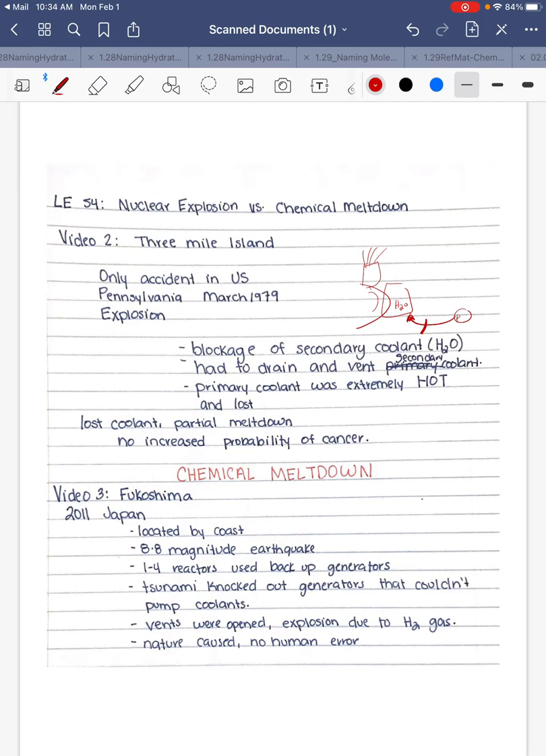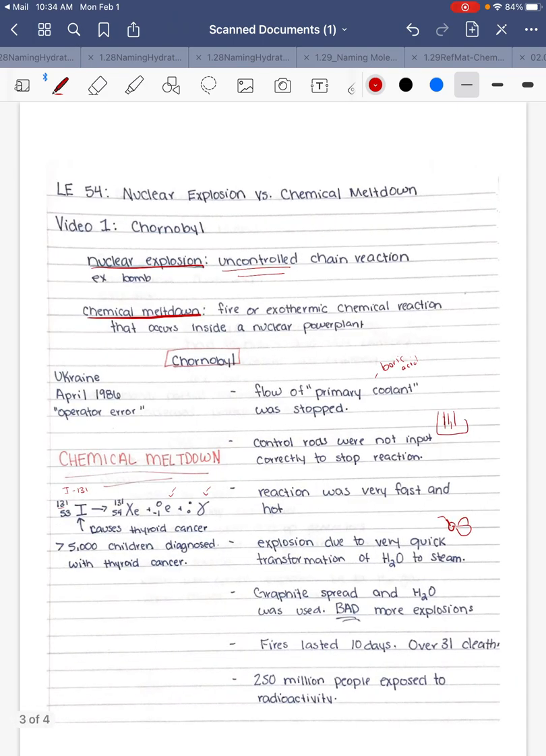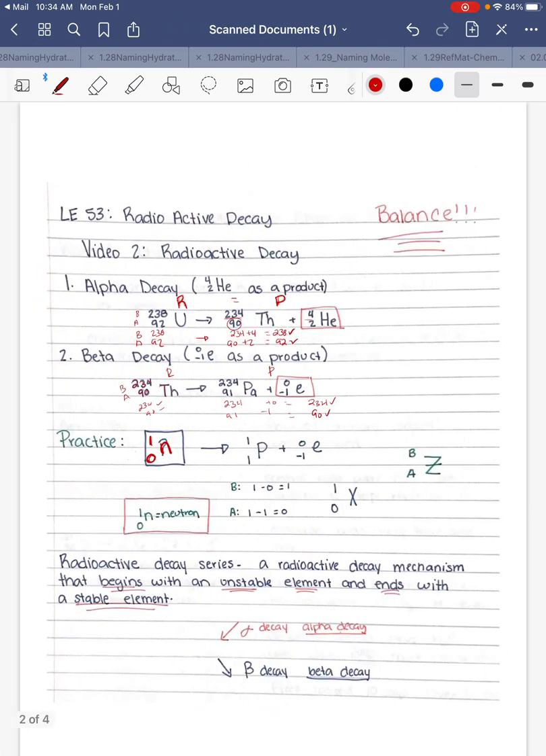3 Mile Island was also a chemical meltdown. This was due to the blocking of the secondary coolant, and again, the reaction just got too hot and there was an explosion. So this is lesson 54. Again, for your assignment, it primarily works on the second video from lesson 53 if you need to go back on it. And that's it, guys.